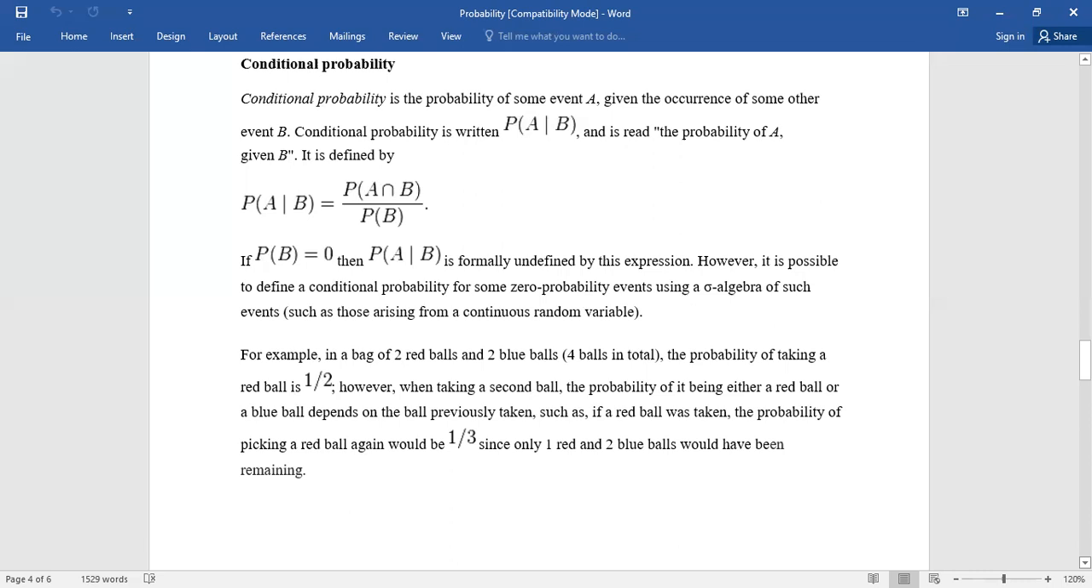However, if you take that ball and you don't return it in the bag, what will be the probability that when you go there, you are going to get a red ball? The remaining balls are 3. So given that condition that you picked red, the probability that you'll pick a red ball again will change to 1/3 because the balls that are remaining in the bag are 3. This is a conditional probability.